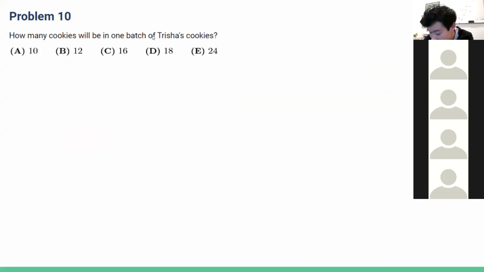This next question is again a continuation, and it asks how many cookies will be in one batch of Trishna's cookies. Okay, this one actually is a little bit easier than the previous one. Here's what Trishna's cookie looks like. It's 3 inches by 4 inches, and it's a triangle. It's a right triangle, all right?